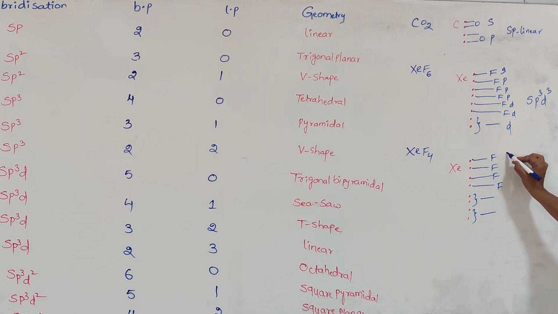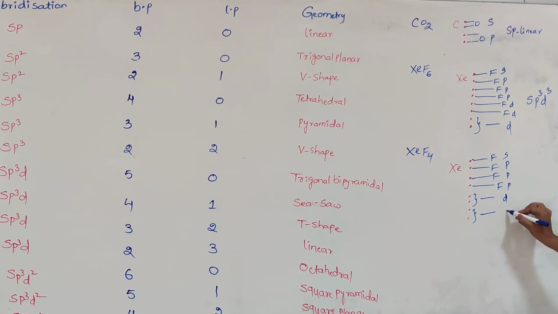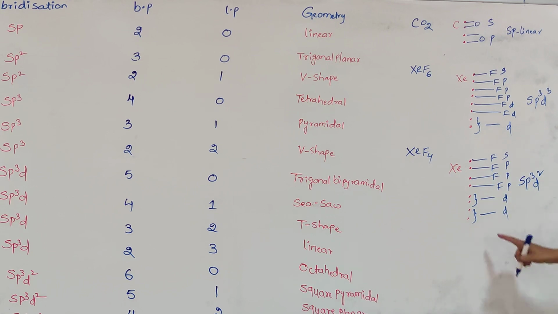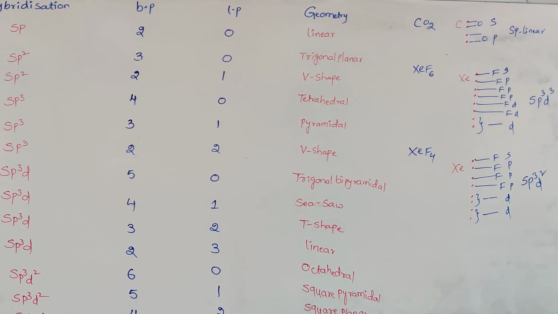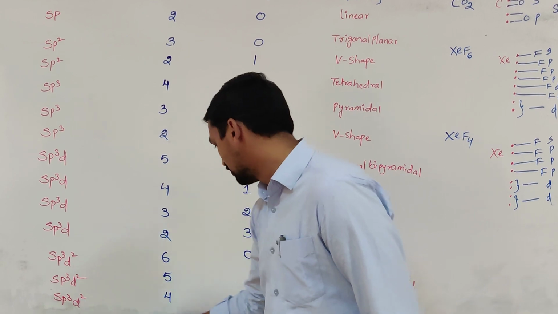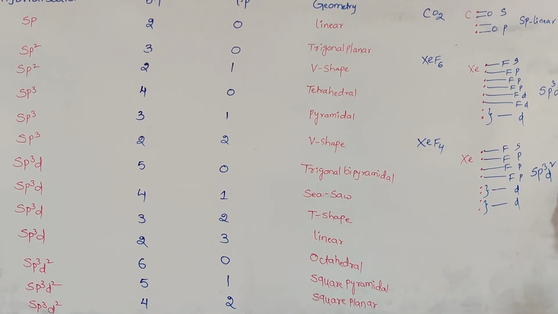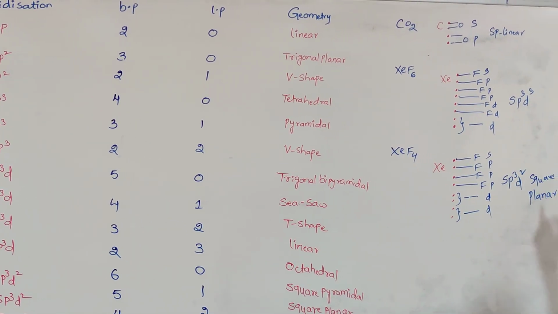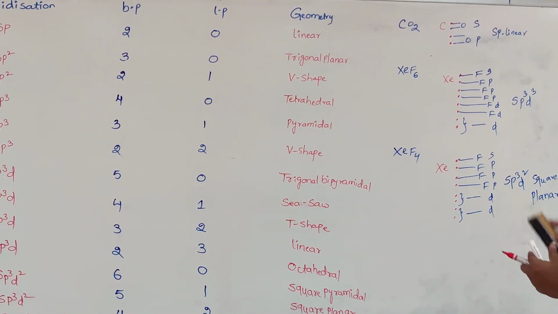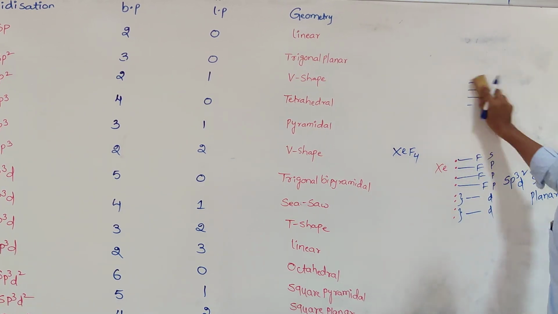Then what is the hybridization? Let's start. S, P, P, P and here D and D, because after 3 P's you can write D's. So then what is the hybridization? sp3d2 hybridization. In sp3d2 hybridization, 4 bond pairs, 2 lone pairs. What is the geometry? Square planar geometry. So like that we can predict the hybridization. Let us take some more examples.